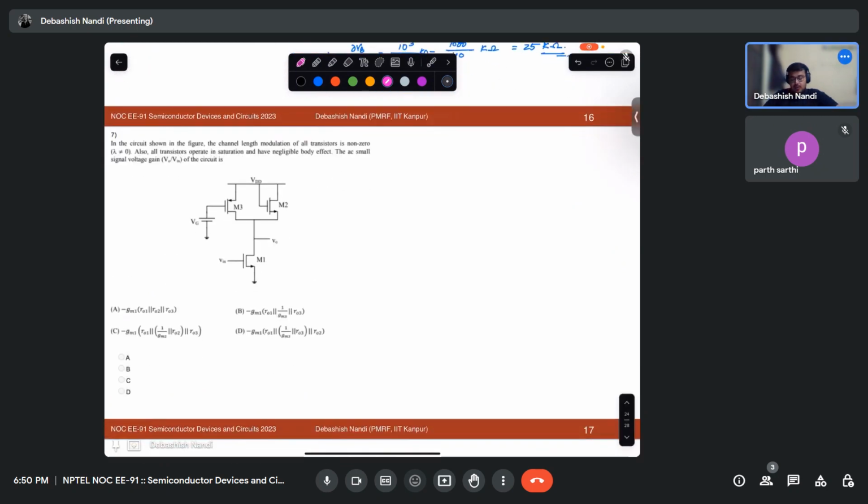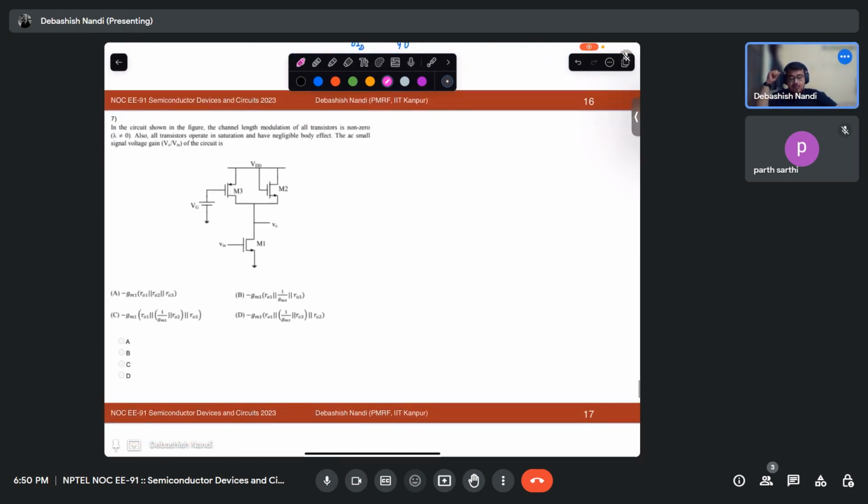So we want to find out the small signal gain of this contraption. Okay, again the same stuff we usually do. First, all transistors have non-zero channel length modulation, right? So we have to consider non-zero GDS, or RDS for that matter.